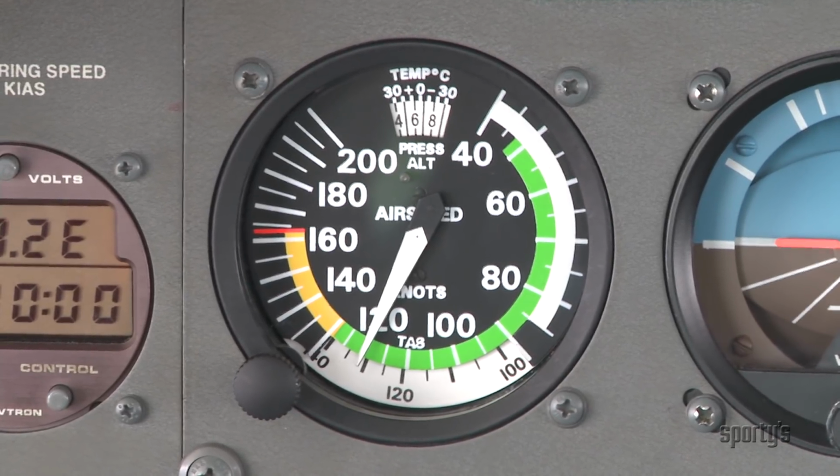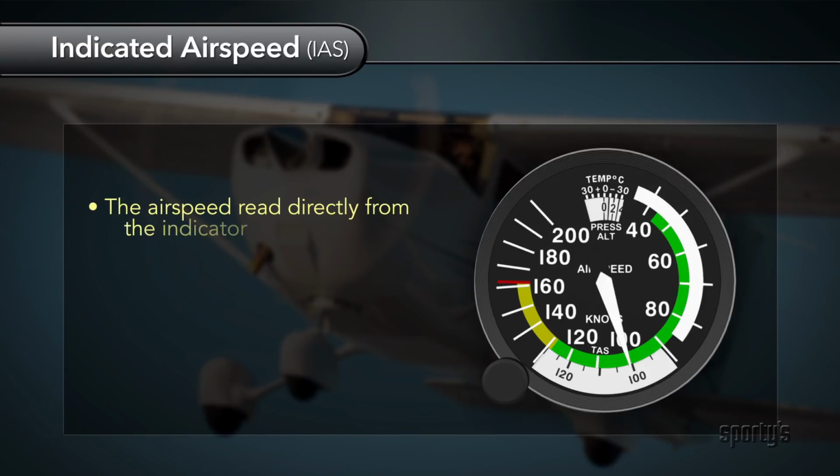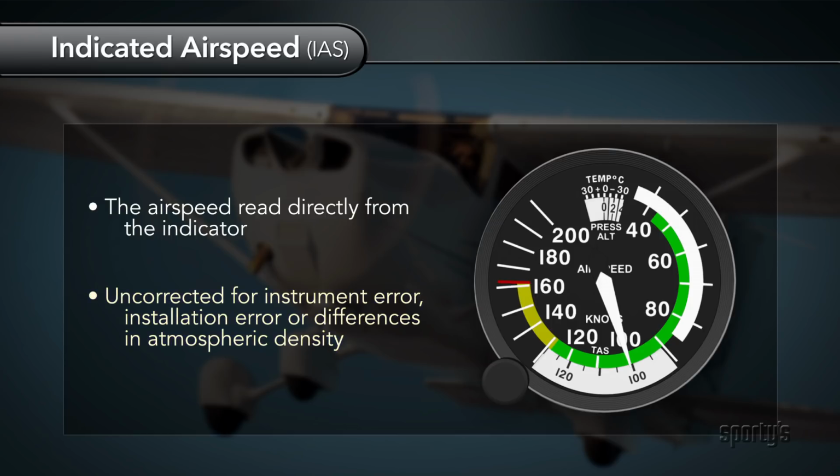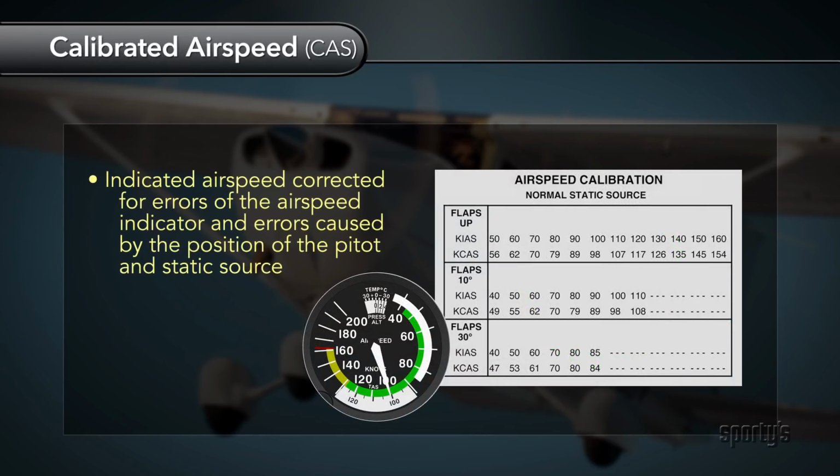There are three kinds of airspeed with which you should be familiar. First, indicated airspeed is the airspeed read directly from the indicator, uncorrected for instrument error, installation error, or differences in atmospheric density. Next, calibrated airspeed is indicated airspeed corrected for errors of the indicator itself and errors caused by the position of the pitot and the static source.